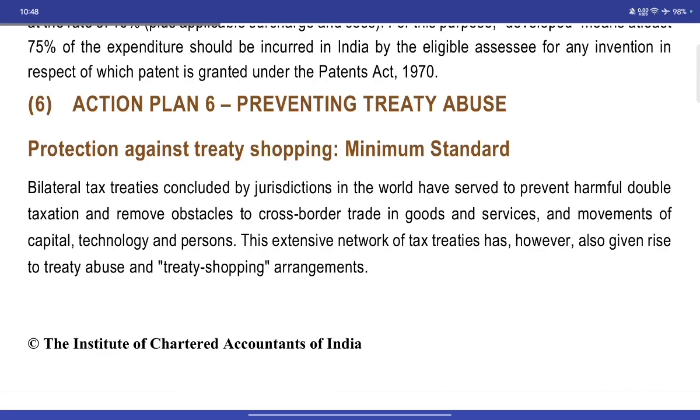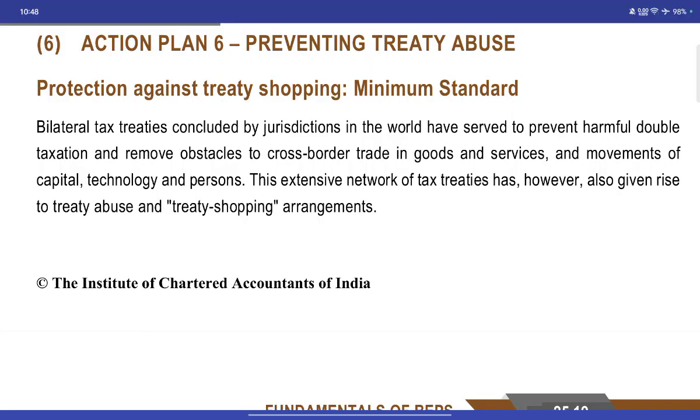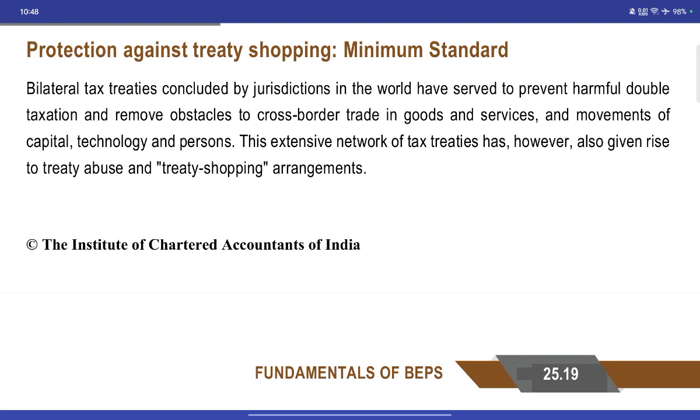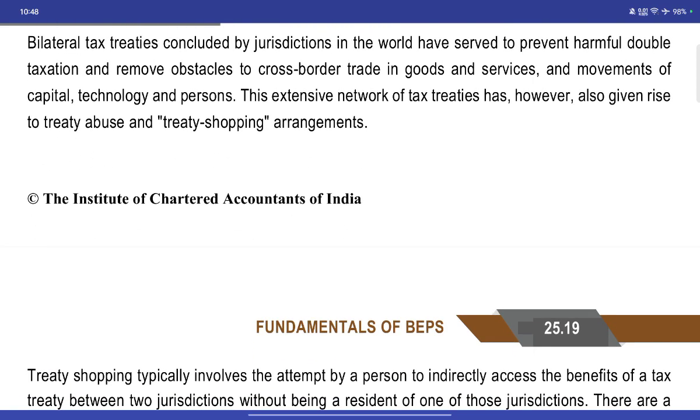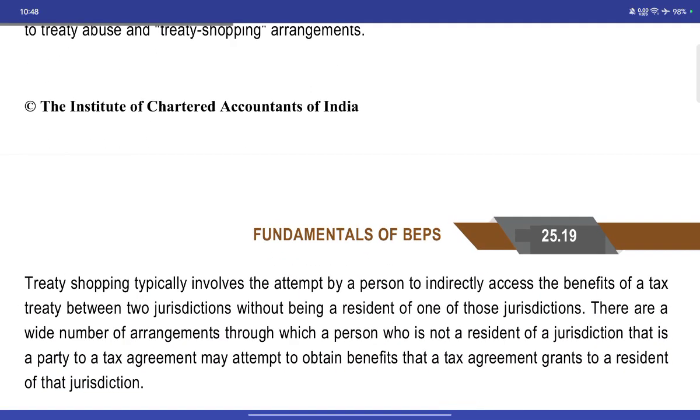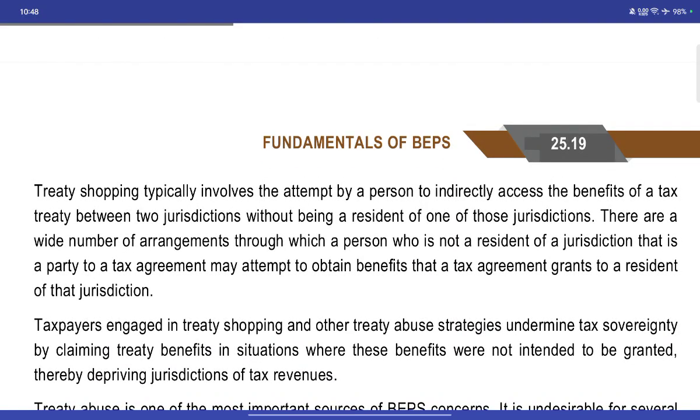Action Plan 6: prevention of treaty abuse, protection against treaty shopping, and minimum standards. Bilateral treaties concluded by jurisdictions in the world have served to prevent harmful double taxation and remove obstacles to cross-border trade in goods and services and the movement of capital, technology and persons, through extensive networks of tax treaties. However, they also give rise to treaty abuse and treaty shopping arrangements. Treaty shopping.